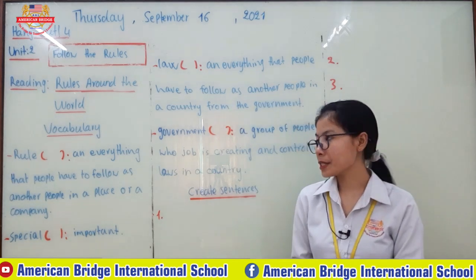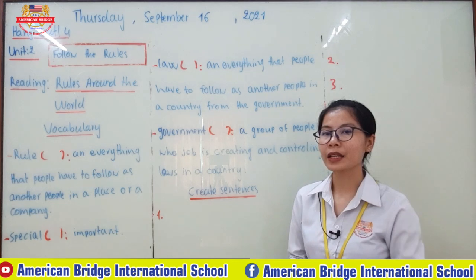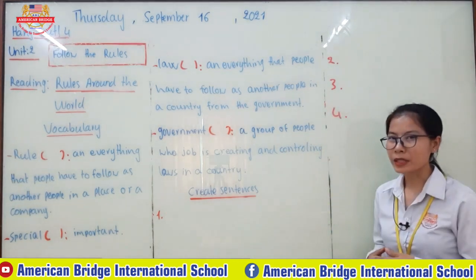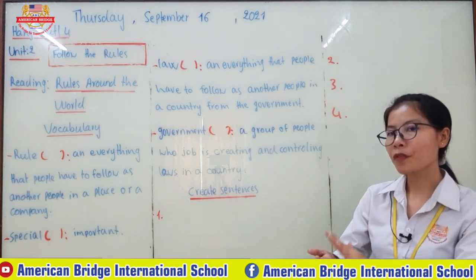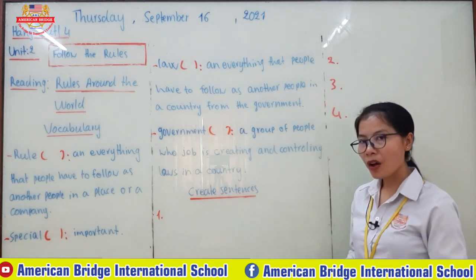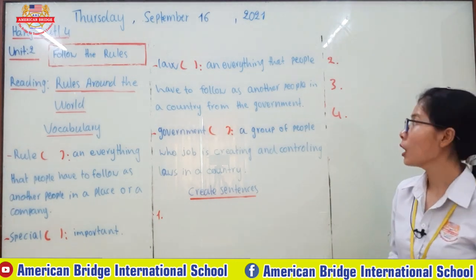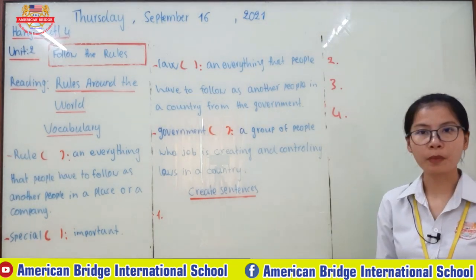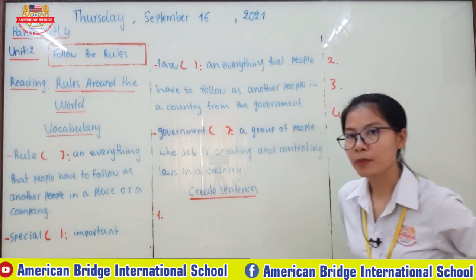Now let's go to special. Special means important. When something is very important, it means special. Now let's go to law. Some people confuse rule and law. A rule you have to follow from a place or from a company or from a family or from a school. But a law means that you have to follow it in a country. So law is everything that people have to follow as other people in a country, from the government. In this case, if you break the law, it's different from breaking the rule.